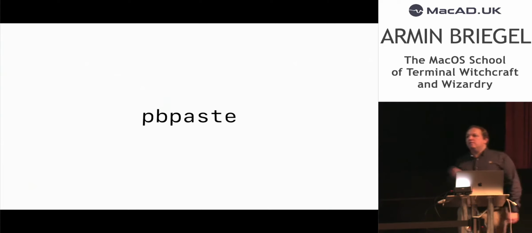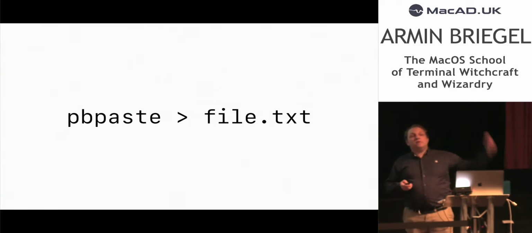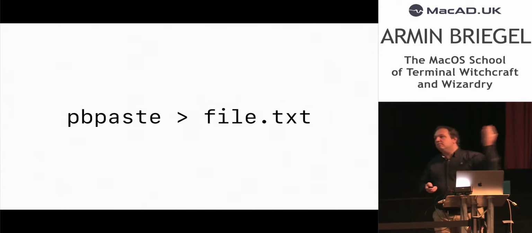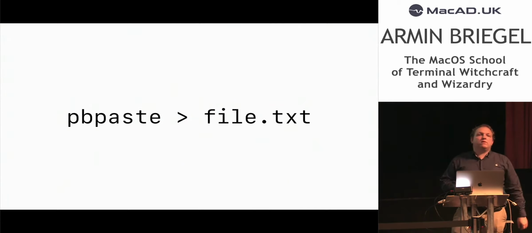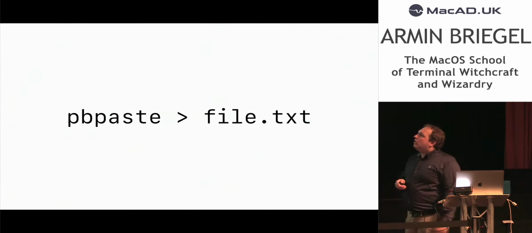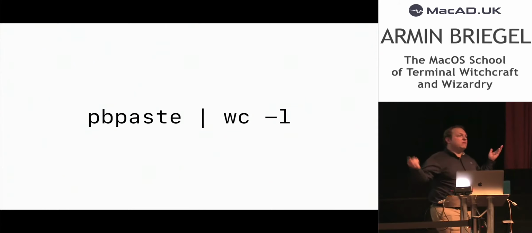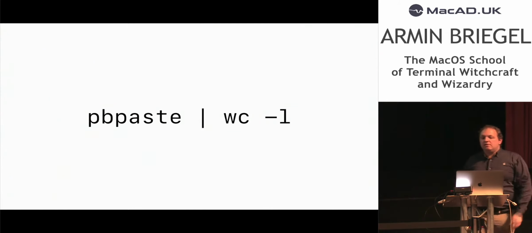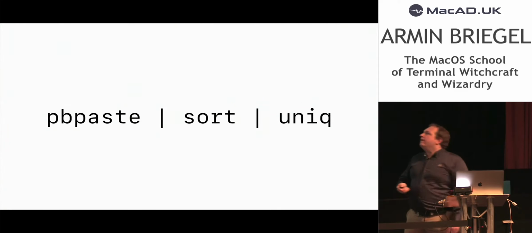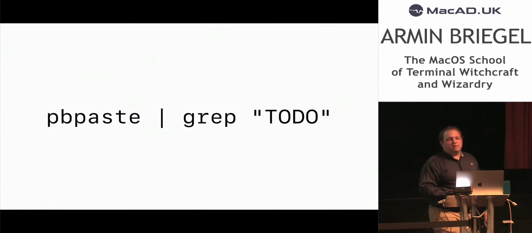pbcopy. Its sibling is pbpaste. It goes the other way around. pbpaste will take the clipboard and put it to standard out. So I can just take it and create a file with the contents of the clipboard. If there's text in it, of course, that'll work. Or I can use the pipe and pipe it into another command. So if I want to count how many lines there are on the clipboard, this is easy. I want to sort the clipboard, and I get all the nice Unix tools. I can grep, I can use awk against the clipboard, pbpaste.